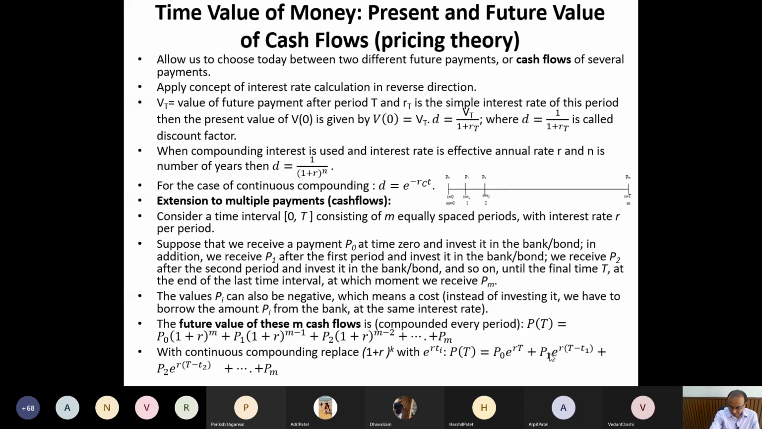Then P1, which is received at t equal to T1, will grow again at the same exponential, P1 e raised to R, but the period will be T minus T1, and so on. The last amount will be PM, which is received by me and not invested. So at that instant, the amount available is PM. So if I have this cash flow, then with continuous compounding I have this future value, and with compounding at every period, I have this future value. I hope this calculation is clear.